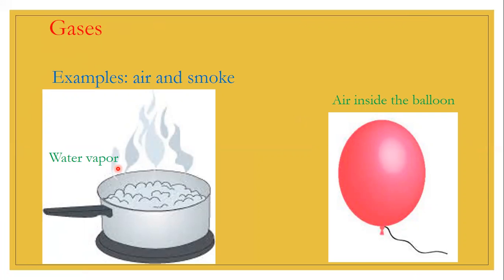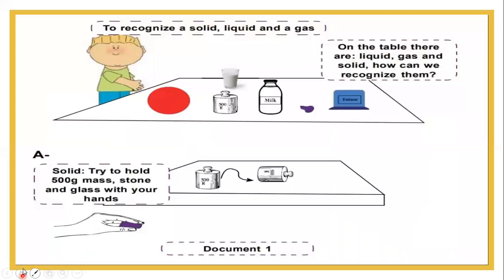We can't hold gas by our fingers. So, to recognize a solid, liquid, and gas, we have many objects on the table. How can we recognize which is solid, liquid, and gas? As we said, solids we can hold by our hands. So we recognize solid objects because we are able to hold them by our hands.